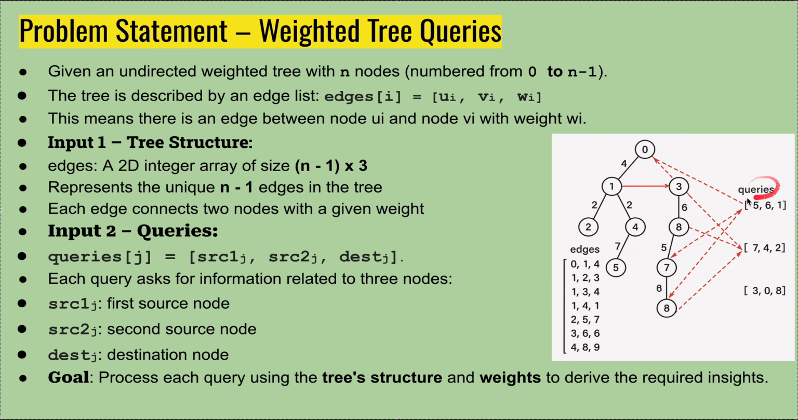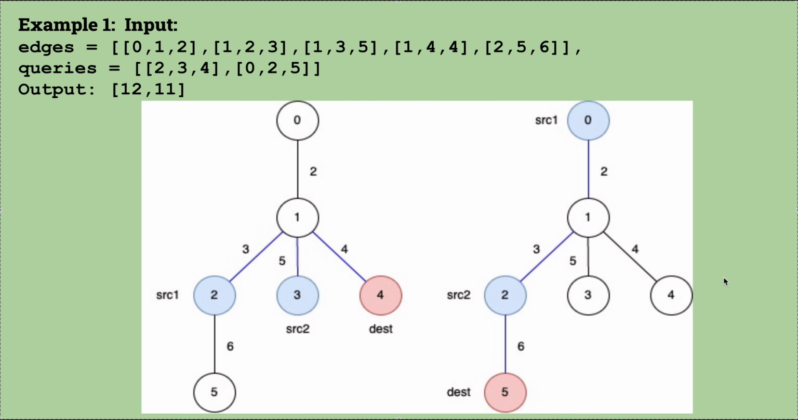Okay, so for each query we will use this tree structure and the weight, and we'll find the data that we need. Okay, so let's understand an example first. So in example 1 we have given these edges. So if you talk about this, you will get these edges, and we have given these queries.